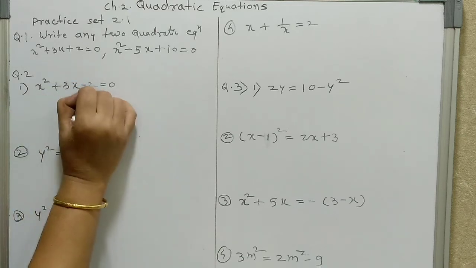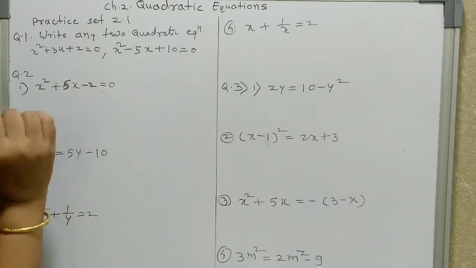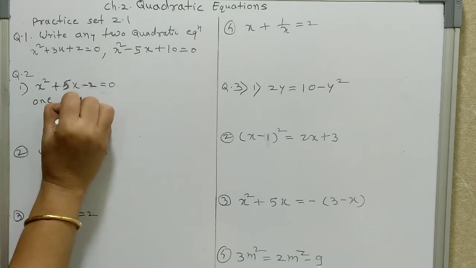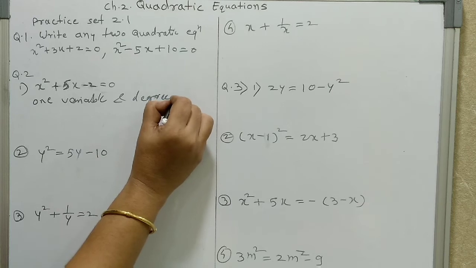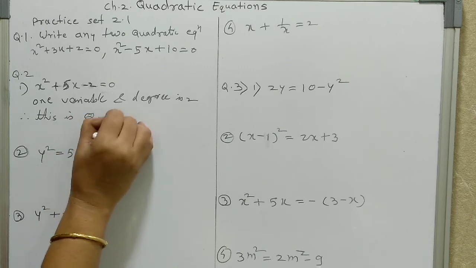Now see the next question, that is decide which of the following equations are quadratic equations. Now see the first equation, x square plus 5x minus 2 is equal to 0. In this equation, we have one variable and the maximum degree is also 2. So this is a quadratic equation. So we write here one variable and degree is 2. Therefore, this is a quadratic equation.